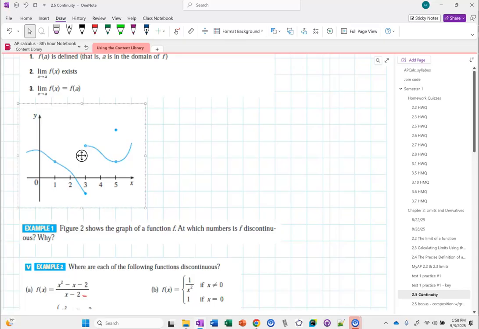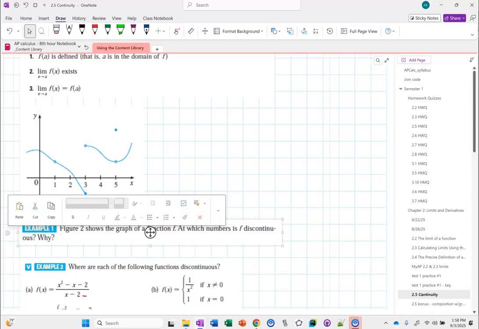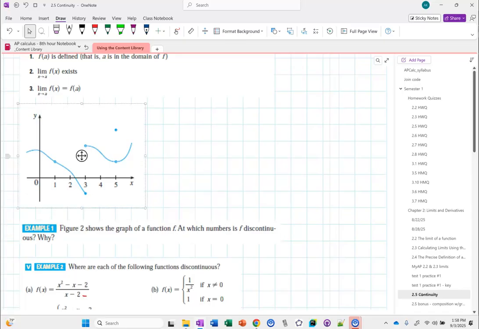Everybody okay? If I look at 3, what's the problem at 3? They're not going to be the same thing. Which means what part of the definition of continuity fails? The limit doesn't exist because the left-hand limit and the right-hand limit are not equal. The function is defined there, f of 3 has a value. It's this y coordinate right here, but the limit doesn't exist.